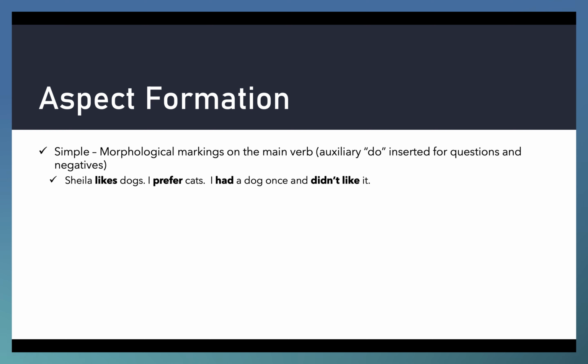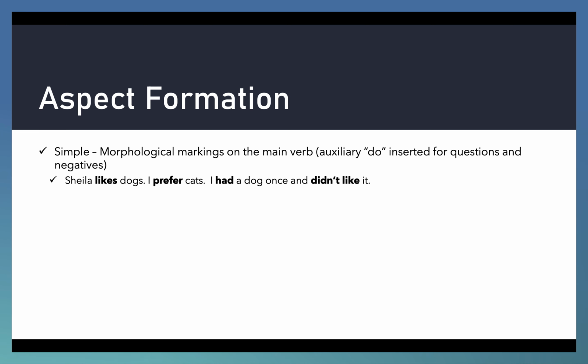This aspect is formed by adding the suffix s to the third person singular verb in the present tense, or the suffix ed to the verb in the past tense for all persons and numbers. Irregular verbs have their own idiosyncratic forms that we memorize as children from frequent repetition. So we say, Sheila likes dogs, and I prefer cats.